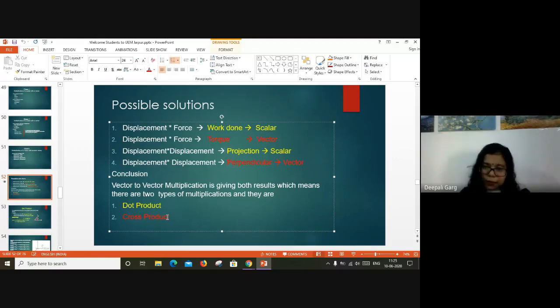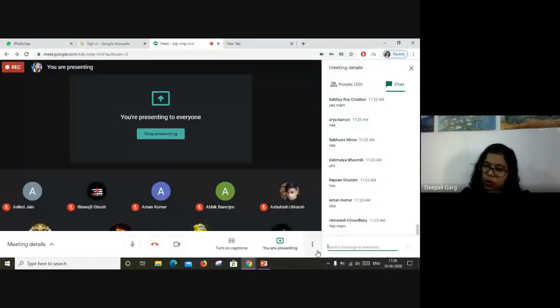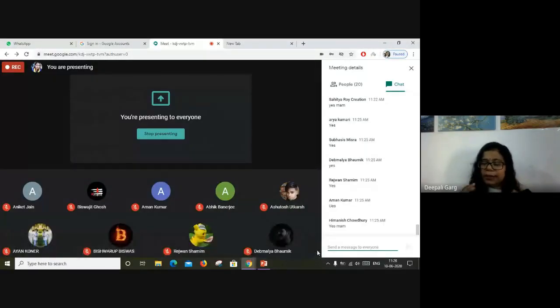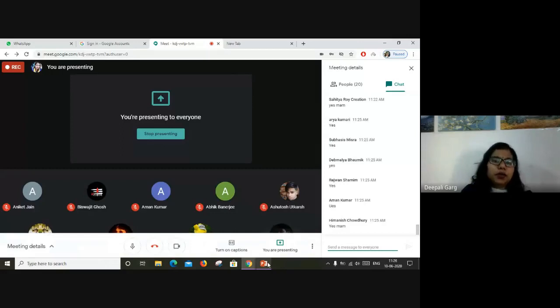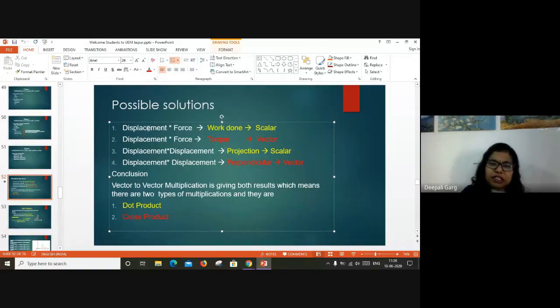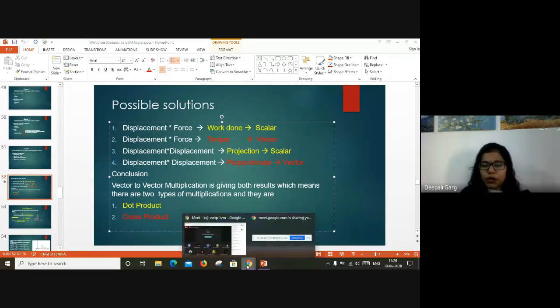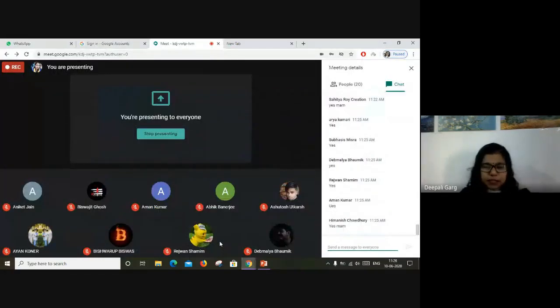Okay, so again, I'm repeating for you. Dot product is a vector to vector multiplication where the result is a scalar quantity, whereas cross product is a multiplication between two vectors where the resultant quantity is a vector quantity, right? So when you are doing the dot product of displacement and force, you are getting work done, and when you are doing the cross product of displacement and force, you are getting torque. When you are doing the dot product of force and displacement, you are getting work done. But when you are doing the cross product of force and displacement, you are getting torque. So do we agree till now? It's clear now, right?